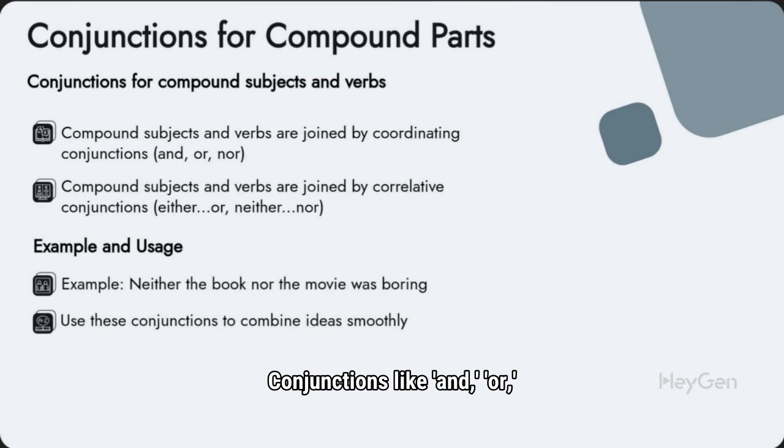Conjunctions like "and," "or," and "nor" join compound subjects and verbs, creating smooth connections. Coordinating conjunctions link similar elements, while correlative conjunctions like "either...or" and "neither...nor" pair elements for emphasis. For example, "Neither the book nor the movie was boring" illustrates effective use of these conjunctions.